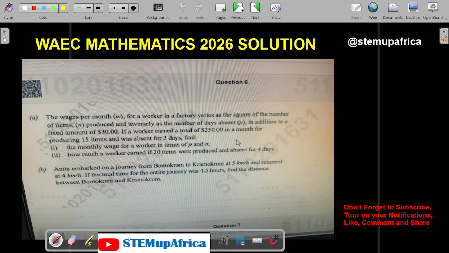So let's look at question 6B. It said Anita embarked on a journey from Bontokrom to Kratumkrom at 5 km per hour and returned at 4 km per hour. If the total time spent on the journey is 4.5 hours, find the distance between Bontokrom and Kratumkrom. The distance between the two I don't know, but I know he moved at 5 kilometers per hour and came back at 4 kilometers per hour, and he spent a total of 4.5 hours. So let's see that, 6B.